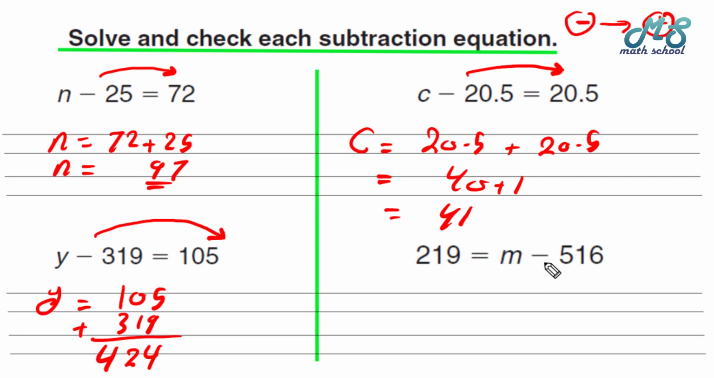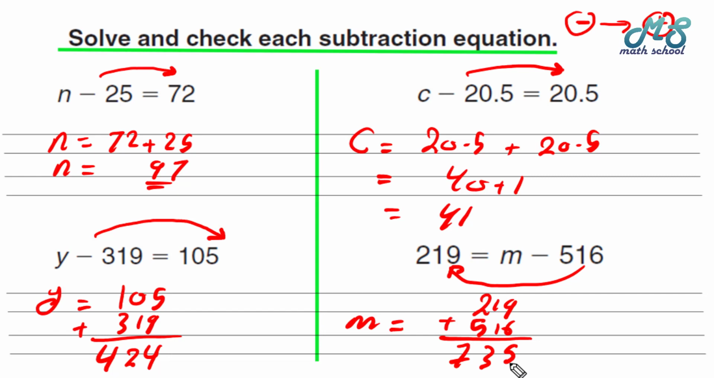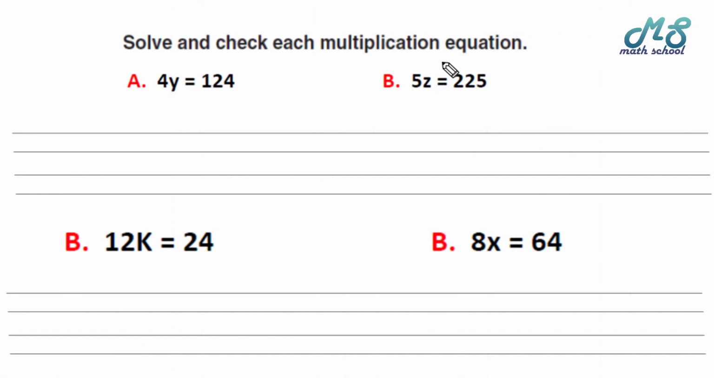Next, to find the value of m, just move 516 to be added. We get m is equal to 219 plus 516. 9 plus 6 equals 15. 1 carried over, it will be 2 plus 1 equals 3. 2 plus 5 equals 7. So we get 735. Don't forget, guys, to solve the subtraction equation, we will use the inverse operation of subtraction, which is addition.